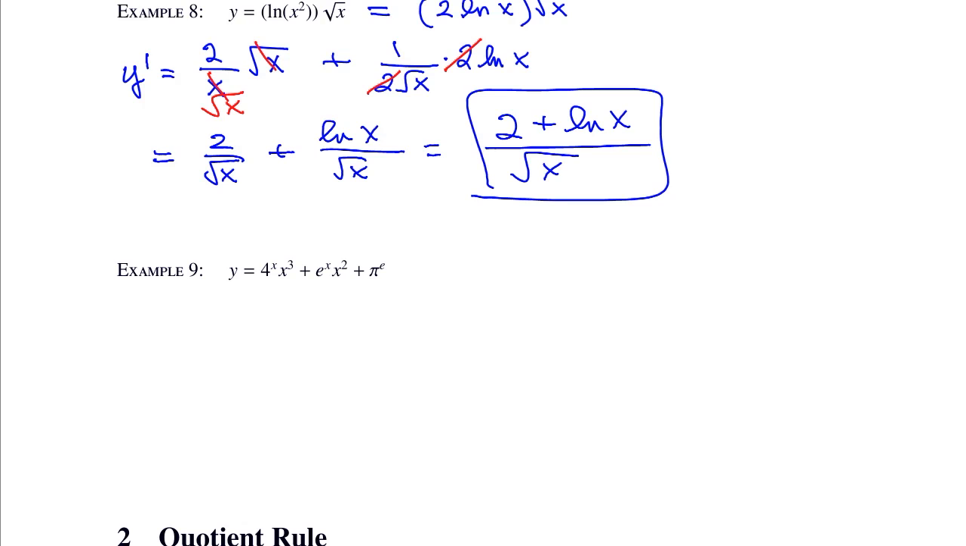This is 4 to the x times x cubed, so you're going to use the product rule on this piece. This is e to the x times x squared. You're going to use the product rule on that piece. Then you're going to add those results. Because remember, if you have something like x squared plus 2x, you take the derivative. That's just the derivative of that one plus the derivative of that one.